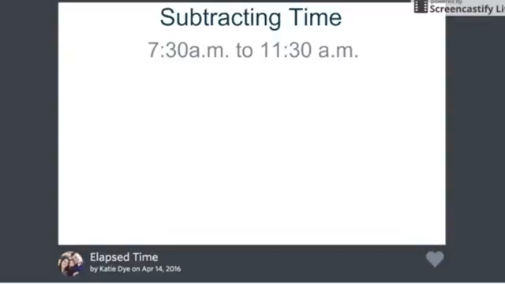We can find elapsed time by subtracting. It is important to remember that we subtract the start time from the end time. If we stack it to subtract it, then we need to place the end time on the top.